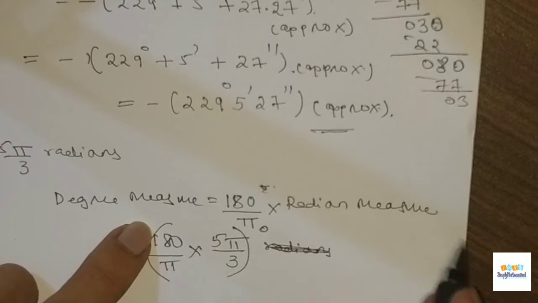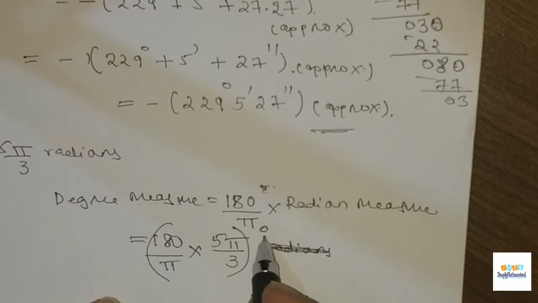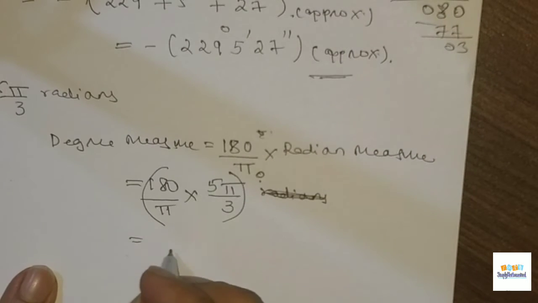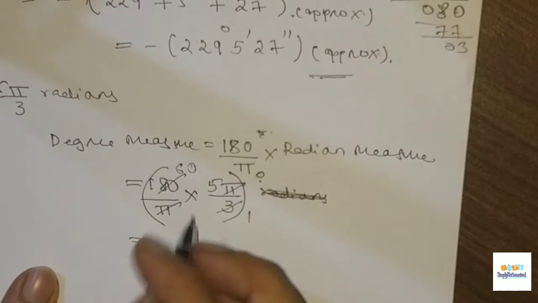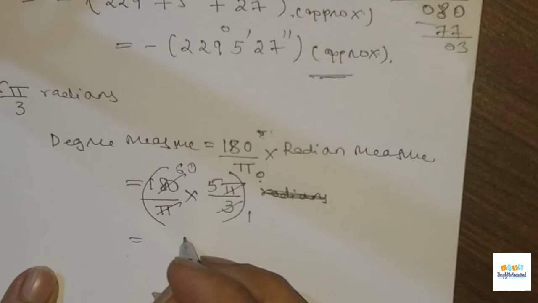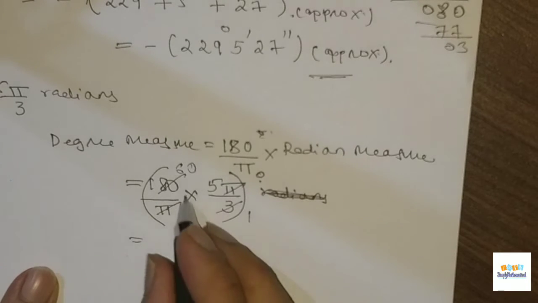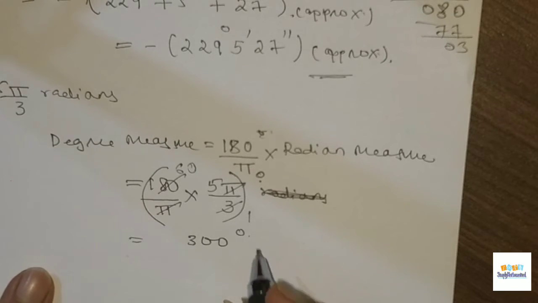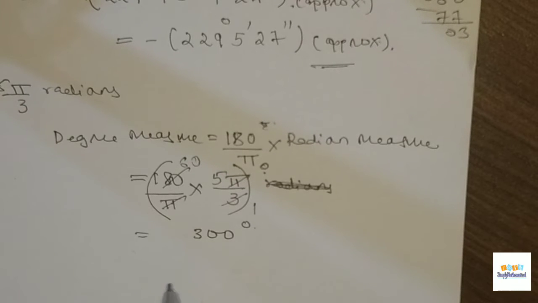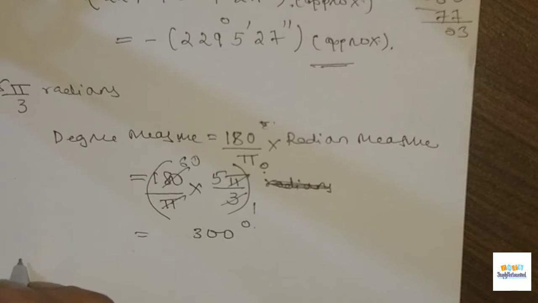So degree measure is equal to this, which is in degrees, right? Degree measure should be in degrees. So what you will get is pi and pi will get cancelled. 3 ones are 3, 3 60s are 180. So what we will get is 60 multiplied by 5 is 300. 300 degree we are getting. Now let us go to the fourth one. This was an easy problem.